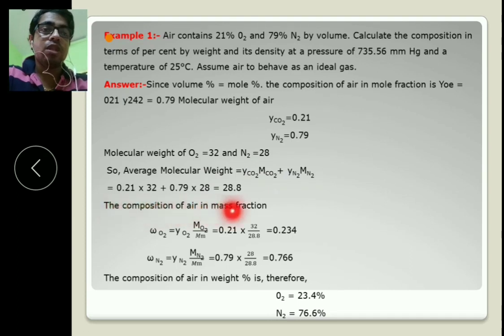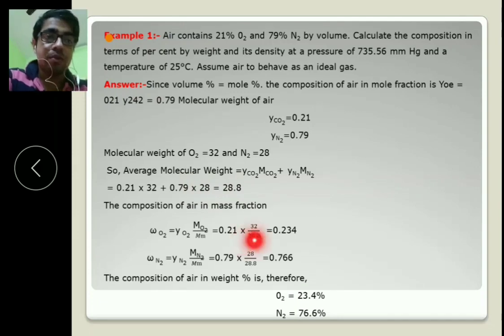The composition of air in mass fraction, you know mass fraction is yi mi by m average. Here yi is 0.21, m oxygen is 32, average molecular weight is 28.8. So from that we find the mass fraction of oxygen is 0.234, and mass fraction of nitrogen is 0.766. For composition in weight percent, we multiply mass fraction by 100. So we find oxygen 23.4, nitrogen 76.6. Okay, next.